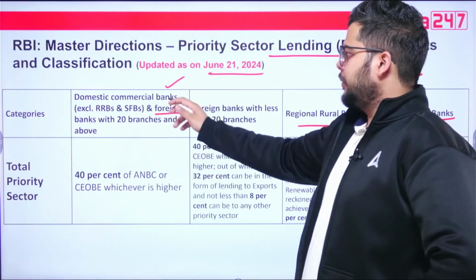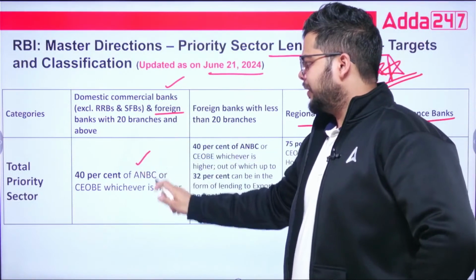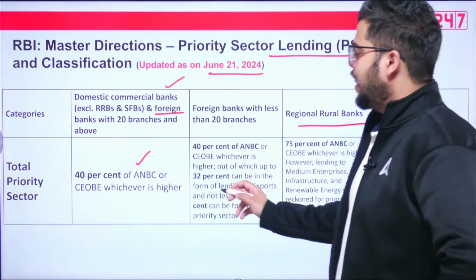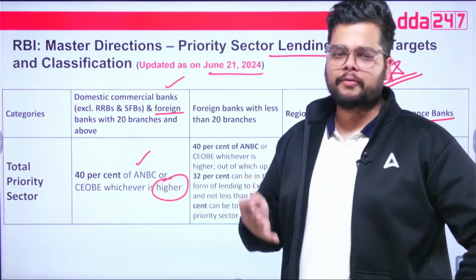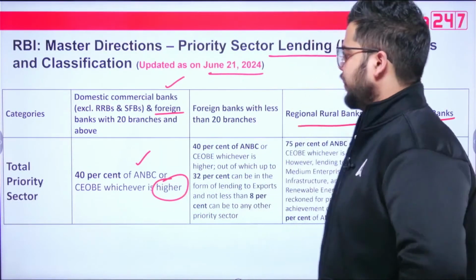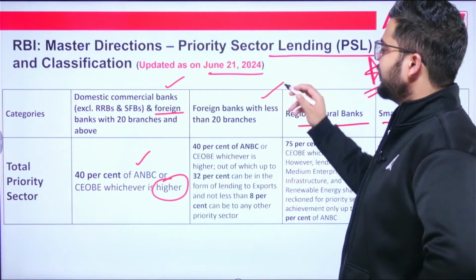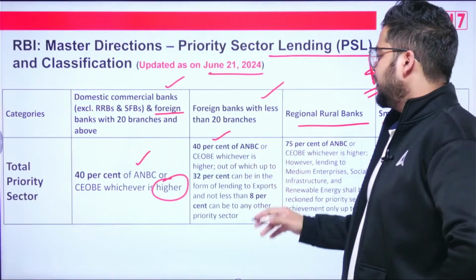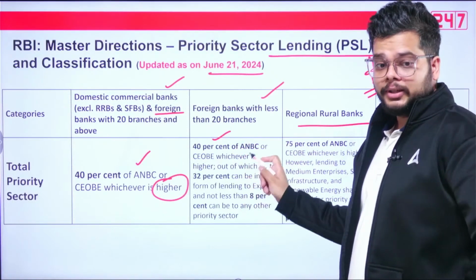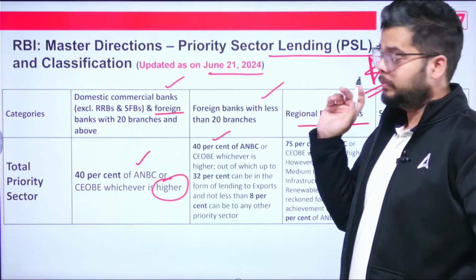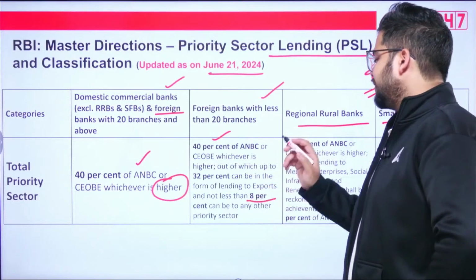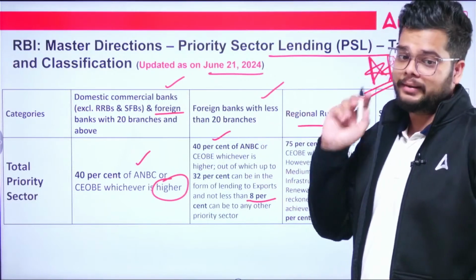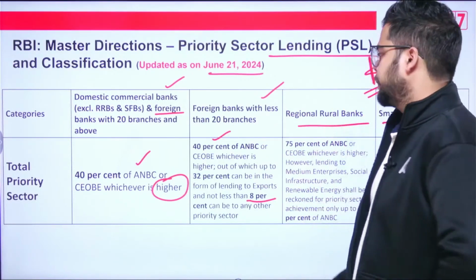So for commercial banks and foreign banks with 20 plus branches, it is 40% of ANBC or COB, whichever is higher, because RBI wants you to lend more, na? That is why, whichever is higher. Foreign banks with less than 20 branches, target is 40% of ANBC or COB, out of which 32% can be in the form of exports, but mandatorily not less than 8% can be in other priority sector. You must focus on other priority sectors also, not only in the export sector.